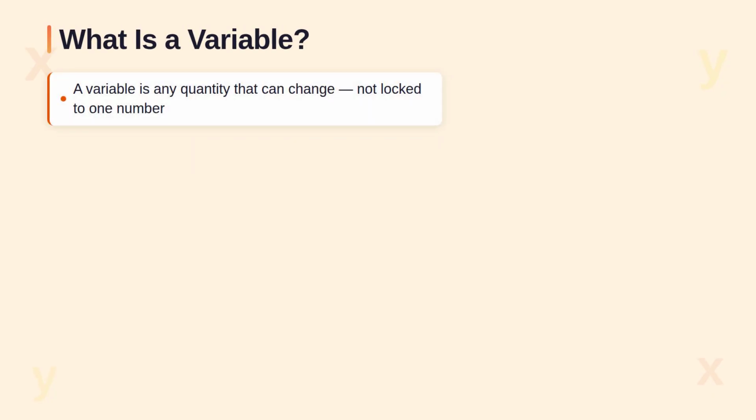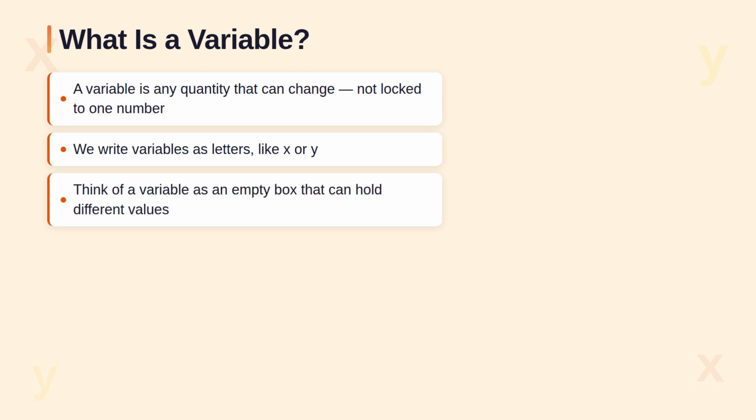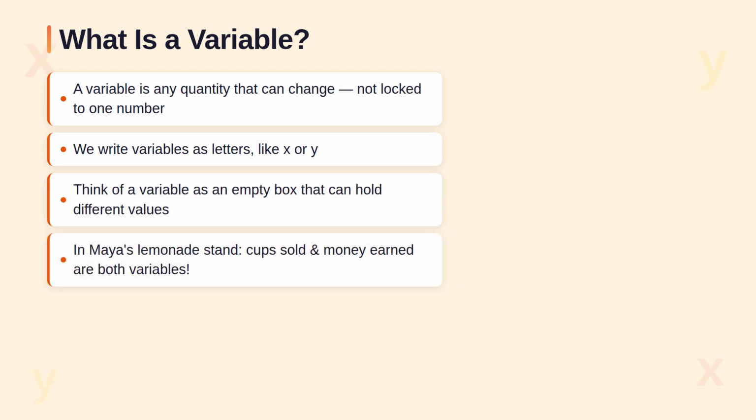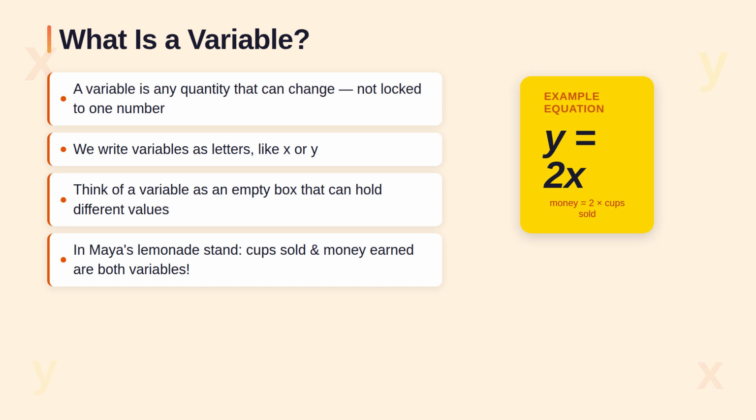Before we meet our two special variables, let's quickly review what a variable actually is. A variable is any quantity that can change. It's not locked in at one number. We usually write variables as letters, like x or y. Think of a variable like an empty box that can hold different values.